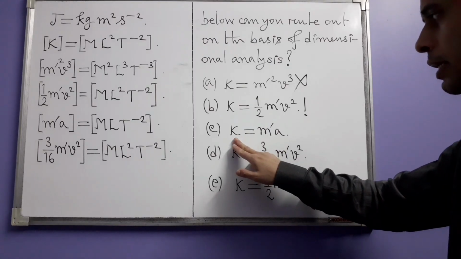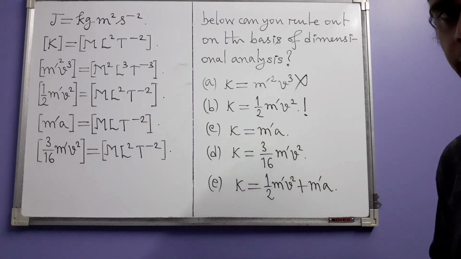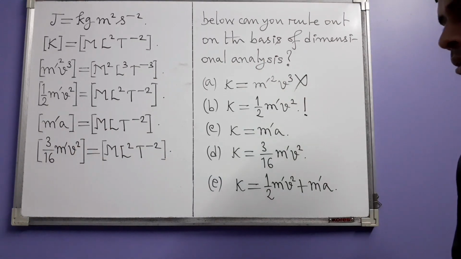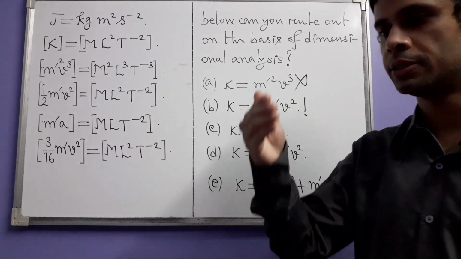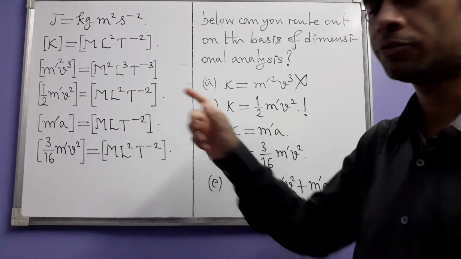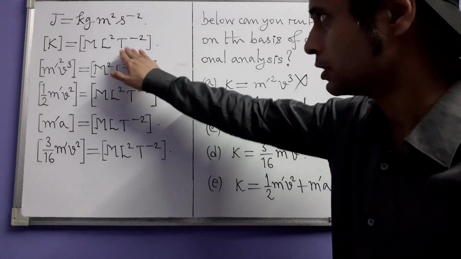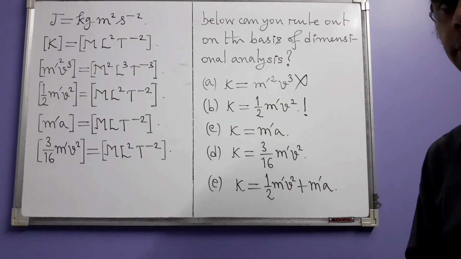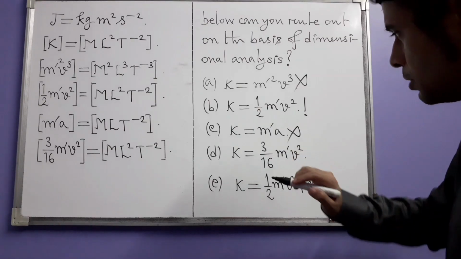Next comes kinetic energy equal to mass times acceleration. A stands for acceleration. So we calculate the dimension of mass times acceleration. For mass we are having m and the dimension of acceleration is L t to the power minus 2. So that's how you have this dimension of the quantity mass times acceleration. But that does not match with this one. So this one is also dimensionally inconsistent, and that is why it is false. It can also be ruled out.